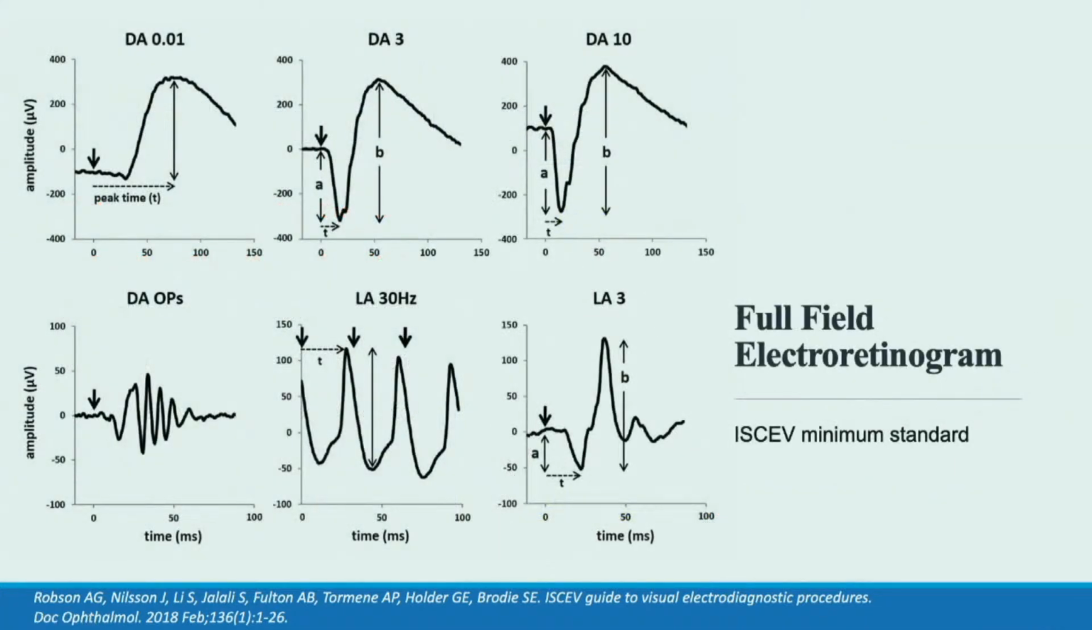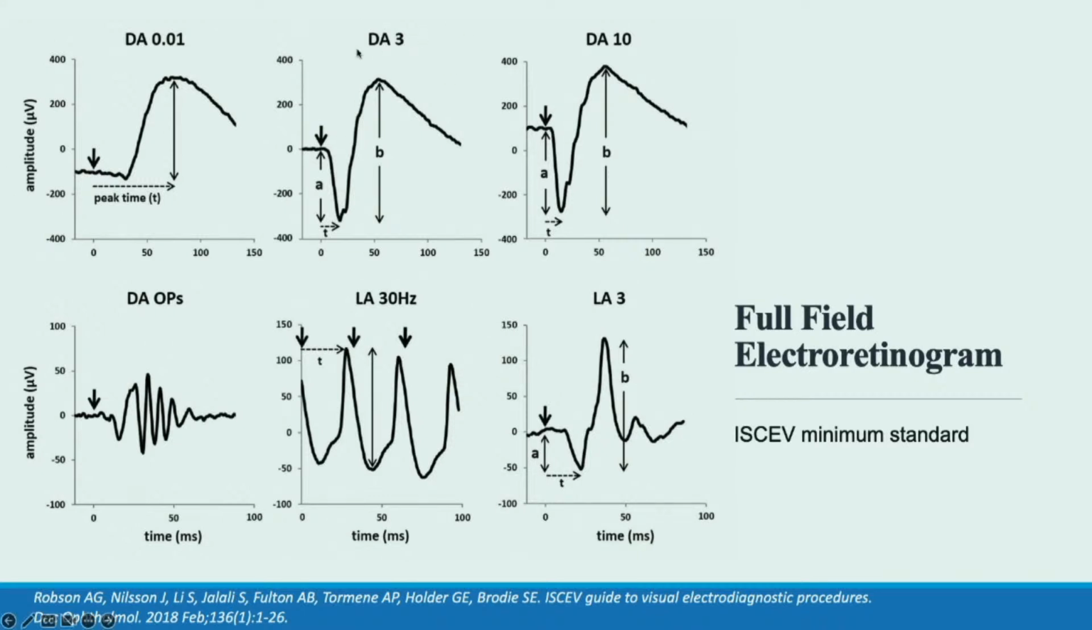So this is the ISCEV minimum standard recording that you have to do. You dark adapt the patient for 20 minutes. You take a dark adapted 0.01, a dim flash ERG. It is so dim that the cones are not excited at this intensity. So whatever response you are getting is entirely from the rods. So this is the only one that gives you the response only from the rods.